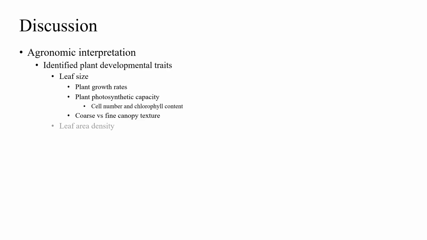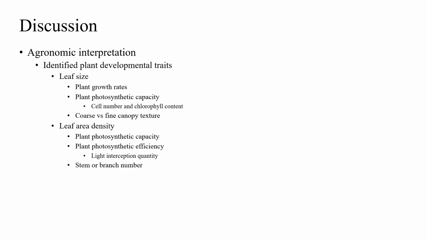The fourth one, leaf area density. Leaf area density describes how closely leaves are distributed, therefore directly influences photosynthetic capacity as well as photosynthetic efficiency by affecting the quantity of light interception. Additionally, leaf area density indirectly shows the number of stems or branches, which is usually negatively correlated with the plant height and lodging. High leaf area density can add complexity to plant canopy texture, whereas canopies with low leaf area densities would have simpler appearances, which would reflect in the canopy texture features.